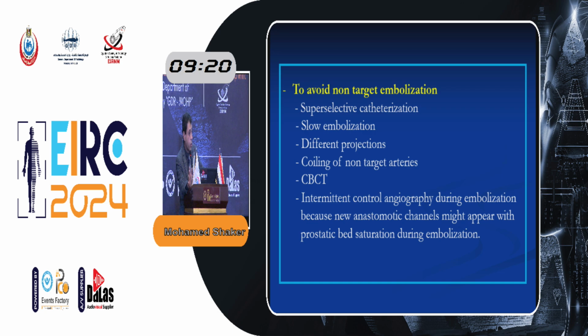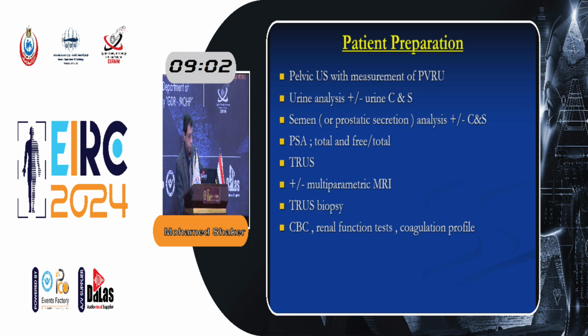Of course, we can use the cone beam CT if available. It is a plus. And we do intermittent control angiography during the embolization. So we inject some embolizing material and then do intermittent control angiography to see if there are any collaterals open, to avoid non-target embolization.